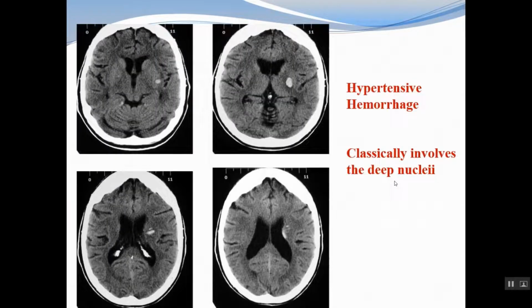Here is the hypertensive hemorrhage, hypertensive stroke. It usually affects the deep nuclei. Here we see the caudate nucleus and the internal capsule at the posterior limb. Here you see it in the corona radiata.